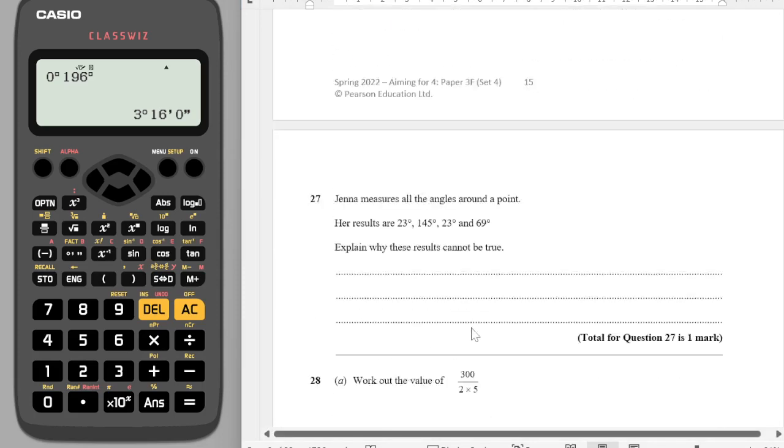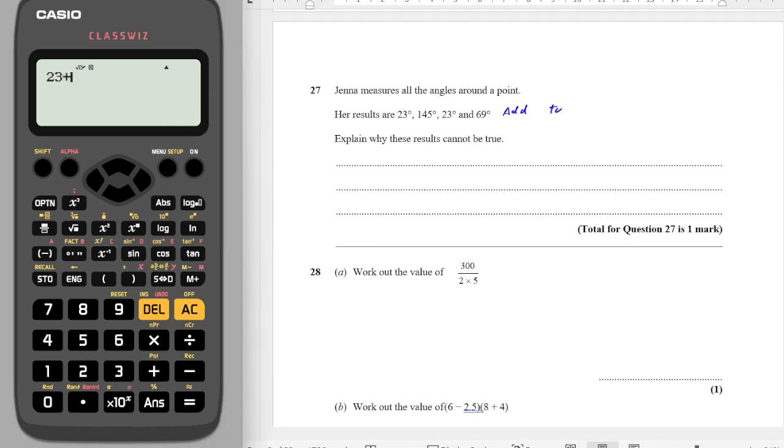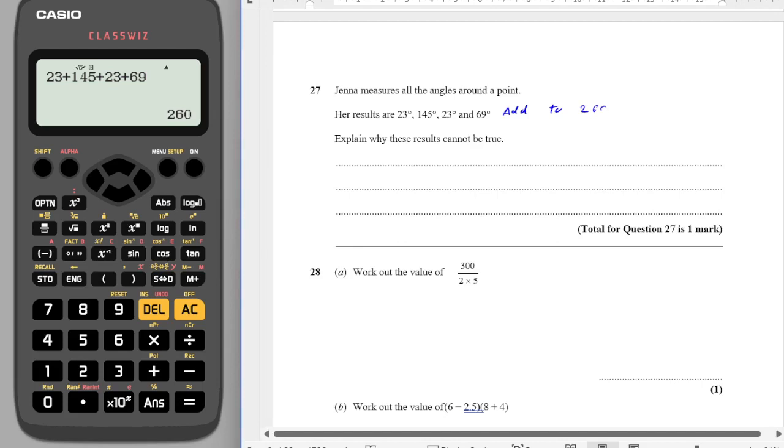Right, question 27 then. So Jenna measures all the angles around a point. Her results are 23, 145, 23, and 69. Explain why these results cannot be true. Well, if we add them up, 23 plus 145 plus 23 plus 69 gives us a total of 260. And angles around a point need to add up to 360.